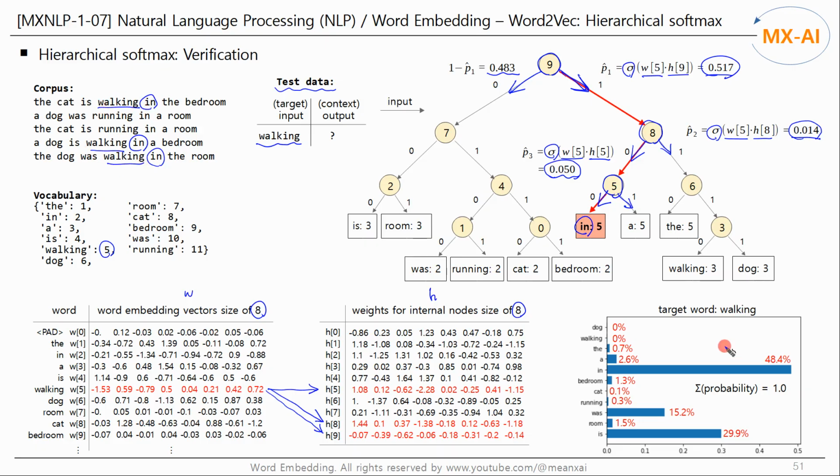When we input the word walking into this model and calculate the probability that each word in the vocabulary will be output, we get the following results. The word in appears most frequently, followed by is and was. And the sum of these probabilities is 1. This has the same function as a regular softmax.